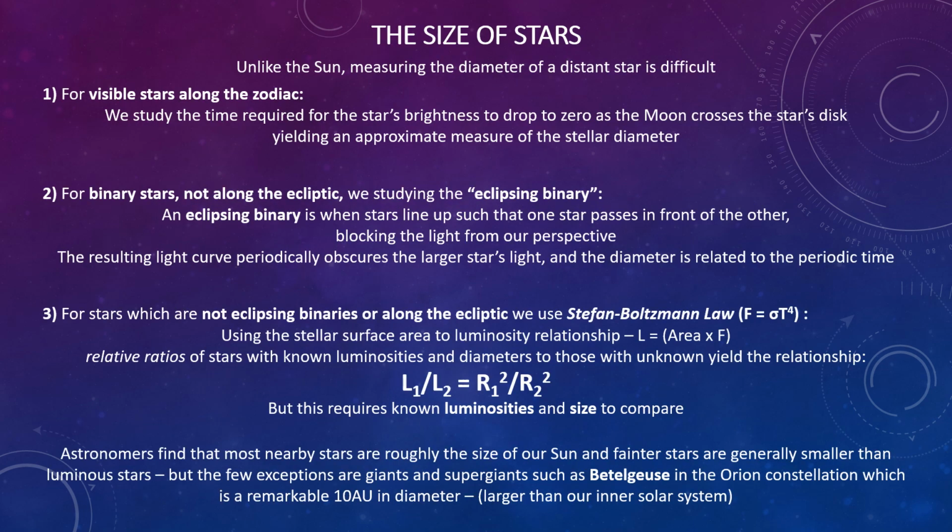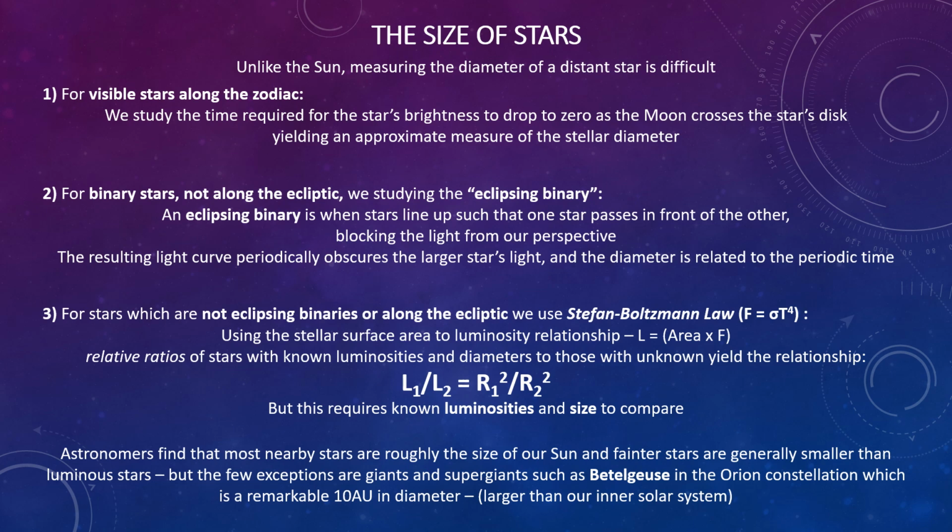So now we're going to talk about the sizes of stars. It is very easy to measure exactly one star's diameter, and that is the sun. Other than the sun, we have to use a variety of methods to measure their diameters. So for stars that lie along the zodiac, we can make use of the moon. As the moon crosses the star's disk, we can measure the time it takes for the star's brightness to drop to zero, and this gives us an approximate measurement of the star's diameter.